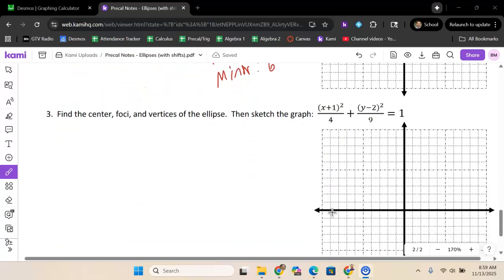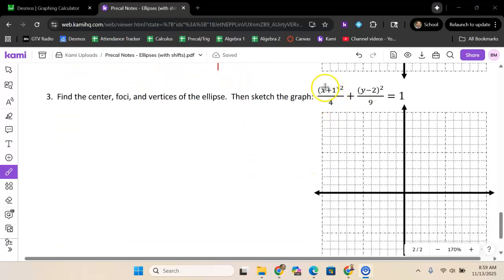Okay, so on to the last question. This time, notice that instead of just x squared and y squared on top, we have transformations. So just like with parabolas, if we have transformations, that's going to adjust where the ellipse is at on the graph. It's not going to be centered at 0, 0. It's now going to be centered somewhere else. So now we're going to be asked to not just find the foci and vertices, we're also going to be asked to find the center.